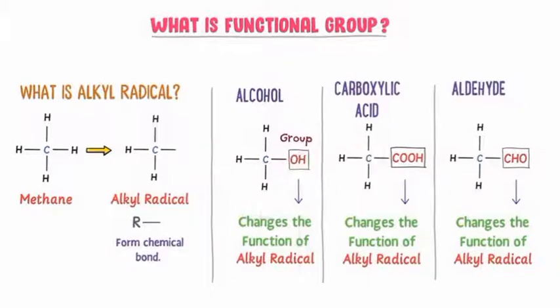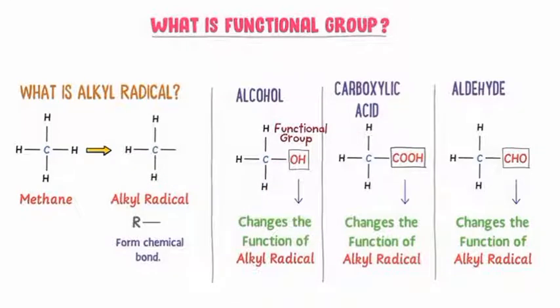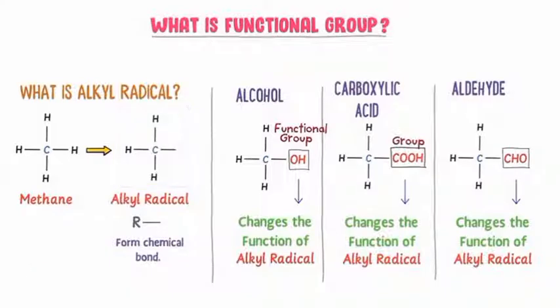Now listen carefully. The OH group changes the function of the alkyl radical and makes it an alcohol. So it is called a functional group. Similarly, the COOH of carbon, oxygen, and hydrogen atoms changes the function of the alkyl radical and makes it a carboxylic acid. And so it is called a functional group. Again, the CHO group of carbon, hydrogen, and oxygen atoms changes the function of the alkyl group and makes it an aldehyde, and so it is called a functional group.